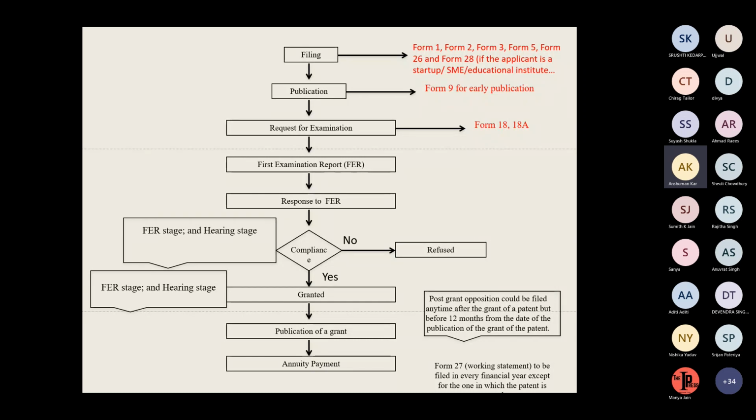Then the examination report is issued, which is FER, first examination report. Then you need to respond to the FER within 6 months, which is response to FER. Now, after you have responded, if it is complied with the requirements, then it is granted. If no, then it is refused. Also, they can again issue a subsequent examination report or a hearing notice, then grant or refuse.